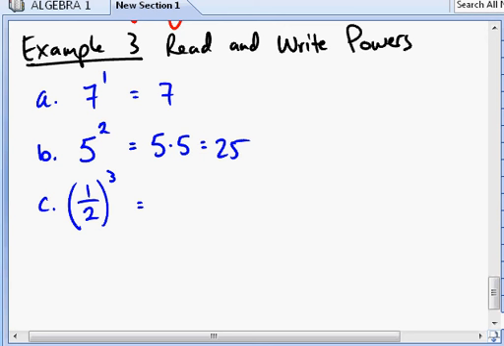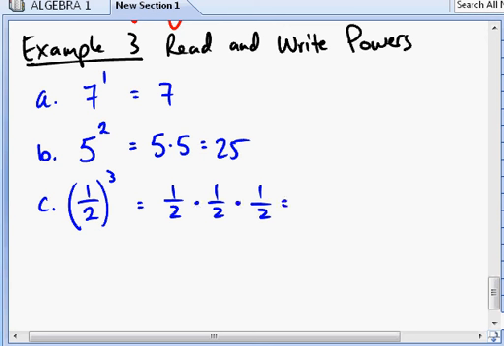What's the base? 1/2 is the base. What's being raised to the third power? It's the 1/2, right? So the 1/2 is the base. How many 1/2s do we have? 3. So we have a half, a half, and a half. And when we do the powers, what operation goes between the times, right?